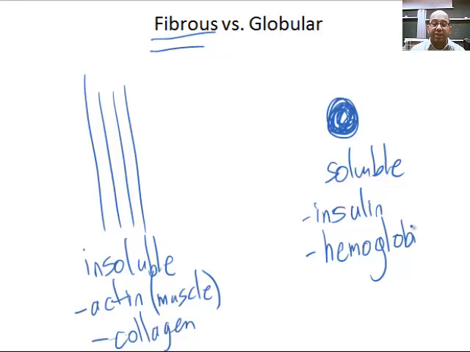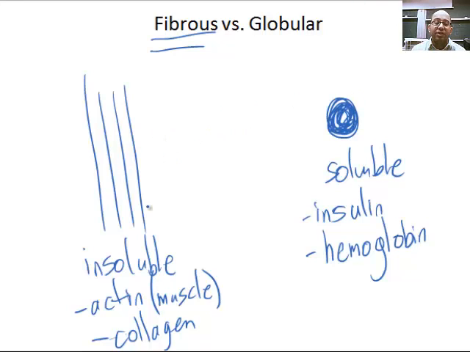hemoglobin, and in England they spell it the way that the book writes it, but in the United States we write hemoglobin this way. Either way is fine. But hemoglobin helps bind oxygen in the blood. So the significance of this will be more obvious as we go on.